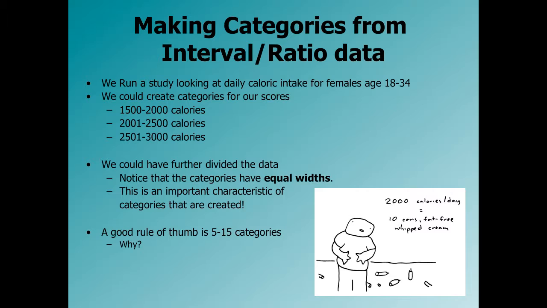Because imagine it would be totally crazy if you started creating categories of, like, let's just say one participant has 1500, the other one has 1505, the other one has 1560.